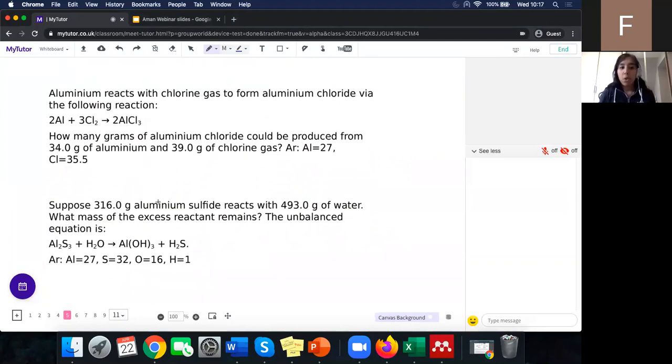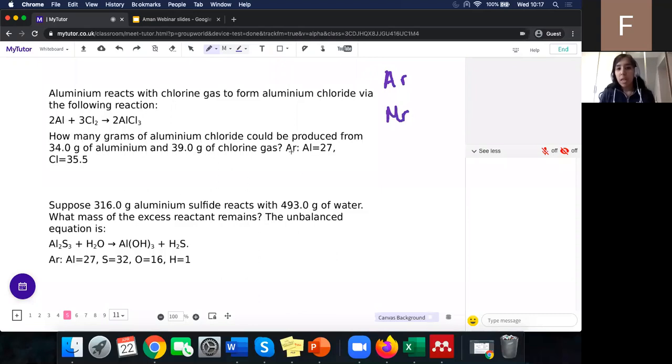Aluminium reacts with chlorine gas to form aluminium chloride via the following reaction. Again, we can ignore the aluminium chloride. We want to know whether aluminium or chlorine is the limiting reactant. What is the difference between MR and AR? Excellent question. AR is the relative atomic mass. MR is the relative formula mass.